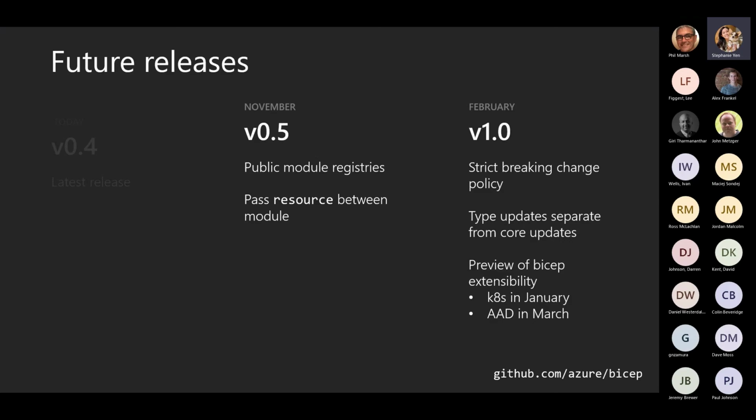Right, yes. So just moving on from here, just a couple more slides on future releases. So like I said, version 0.5 will have public module registries and pass resource between module. This will hopefully be released in November. Fingers crossed it doesn't get pushed back. And February will be our version 1.0. Our big release will have strict breaking change policy, Bicep Extensibility, which our engineers are working so heavily on, and type updates will separate from core updates. Any questions on releases in the future?